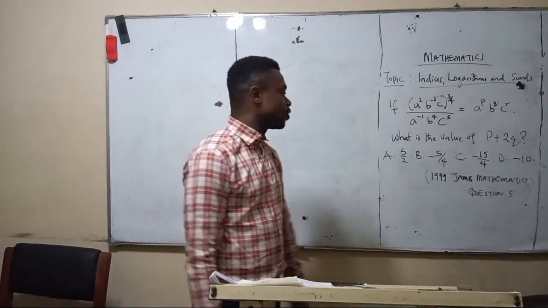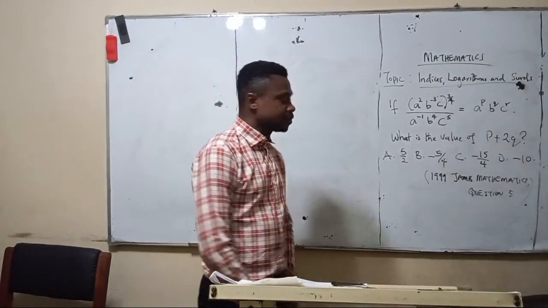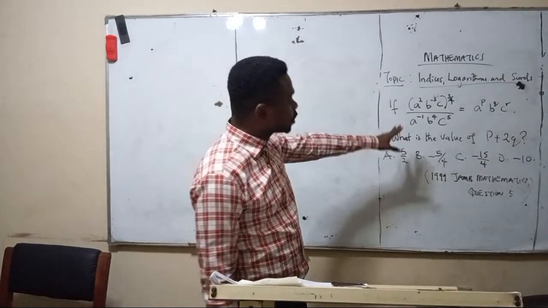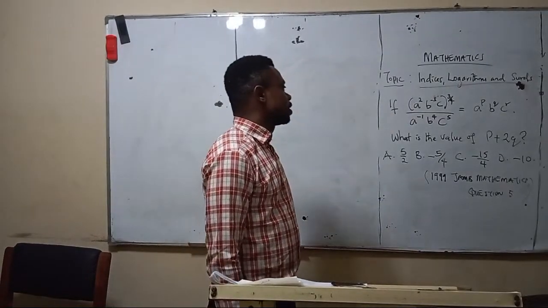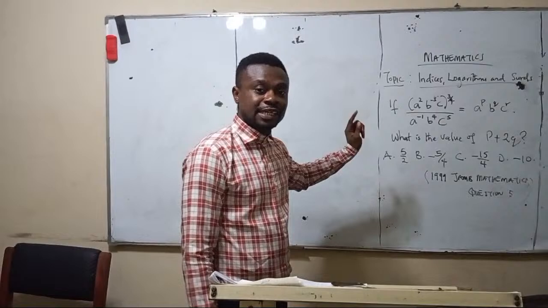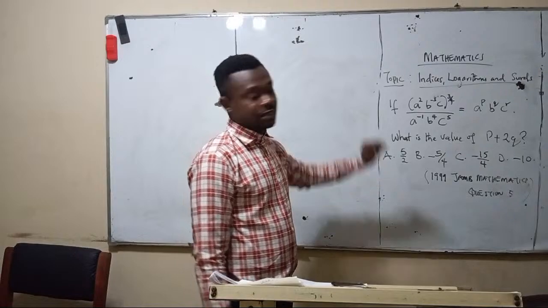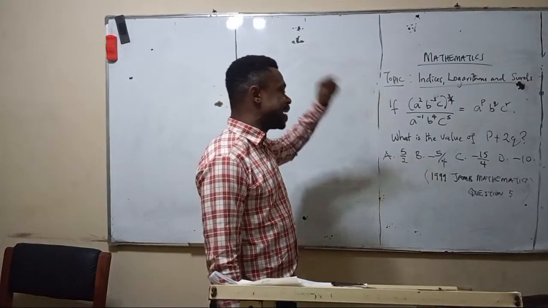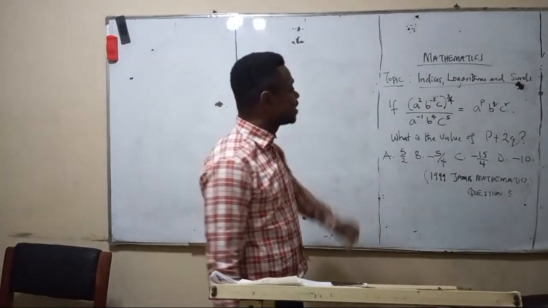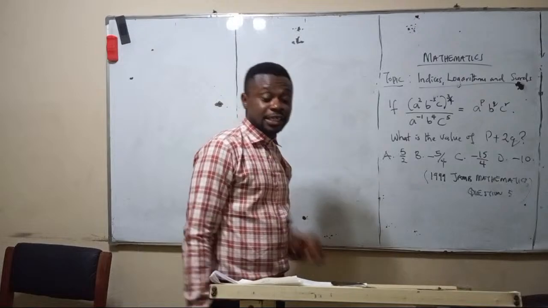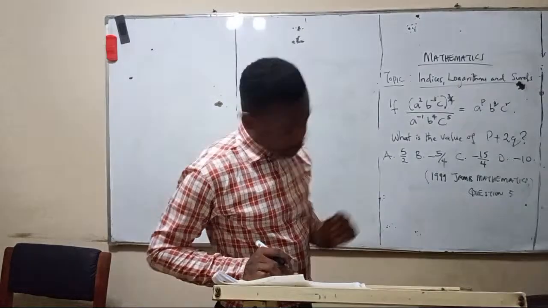As I stated before, 1999 JAM Mathematics question 5. So you solve this question applying laws of indices. If you meet this type of question in any exam, please be careful. Take it slowly. Don't just rush and start solving, because any mistake you make, even in sign, will render the whole thing useless. So take it slowly.